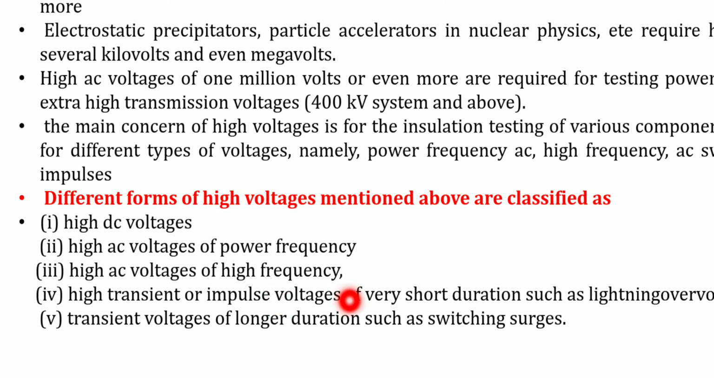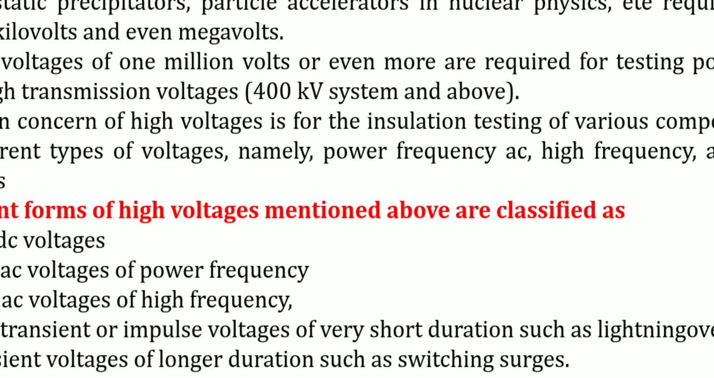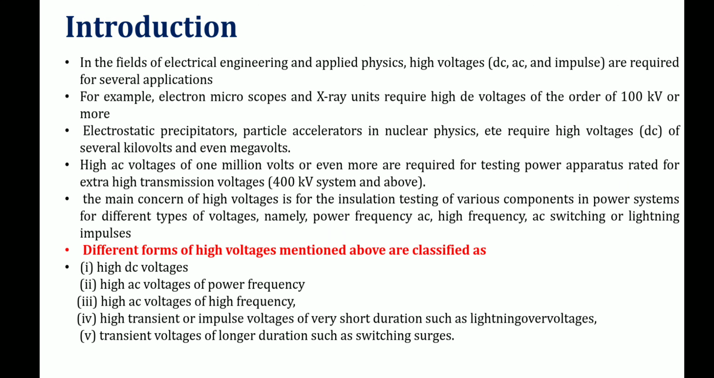These high transient or impulse voltages are considered for a shorter duration and also for a longer duration. For the shorter duration, the example is lightning overvoltages. For the longer duration, the example is switching surges. Keep it in mind. So these are the different forms of high voltages. Next we'll study how the generation of these forms of voltage is done with the help of different techniques. What are those techniques? We'll list them out one by one.